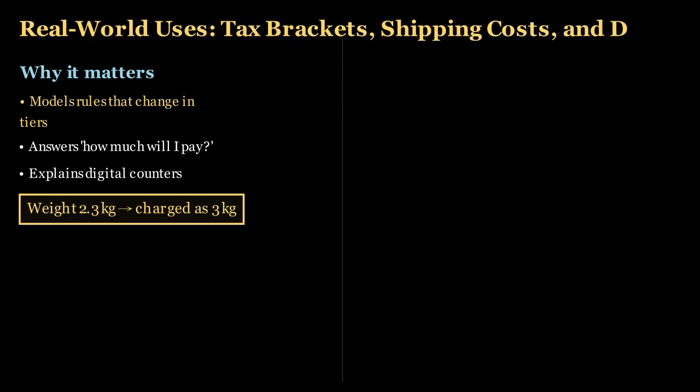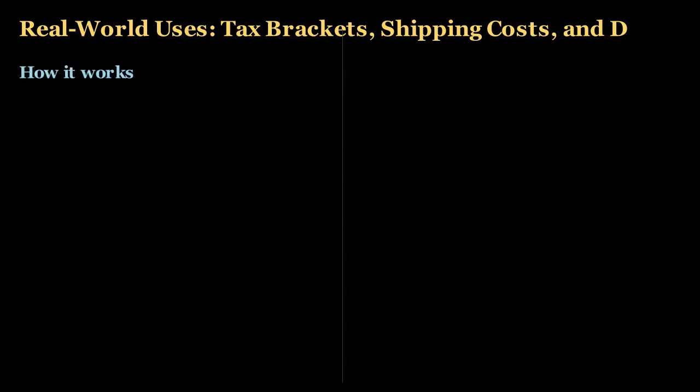For a simple tax system, suppose you pay a base tax of 2,000 rupees for income up to 5 lakhs, then 4,000 for income between 5 and 10 lakhs. The base tax is just 2,000 times the floor of income divided by 5 lakhs, plus 1.